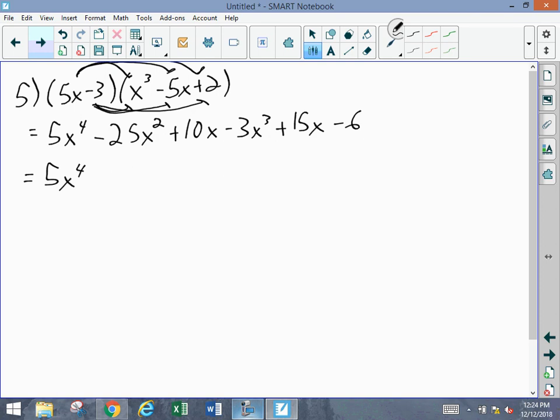Let's look for x to the 3rd terms. Are there any x to the 3rd terms other than negative 3x cubed? No, there are not. So, negative 3x cubed is going to drop down. Are there any other x squared terms besides negative 25x squared? No, there are not. So, negative 25x squared will drop. 10x plus 15x is 25x. They're both positive. And I'll drop the 6.